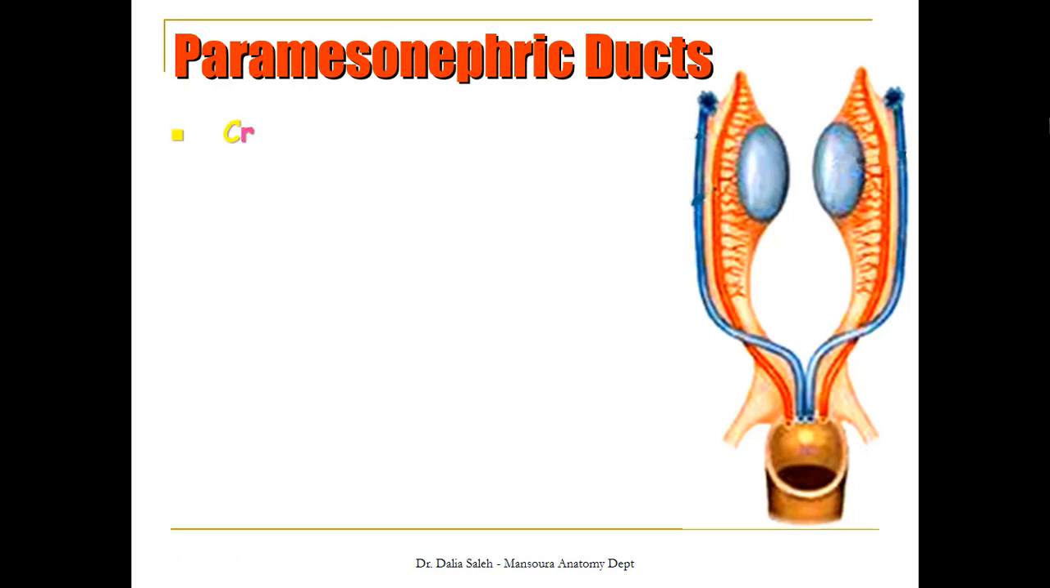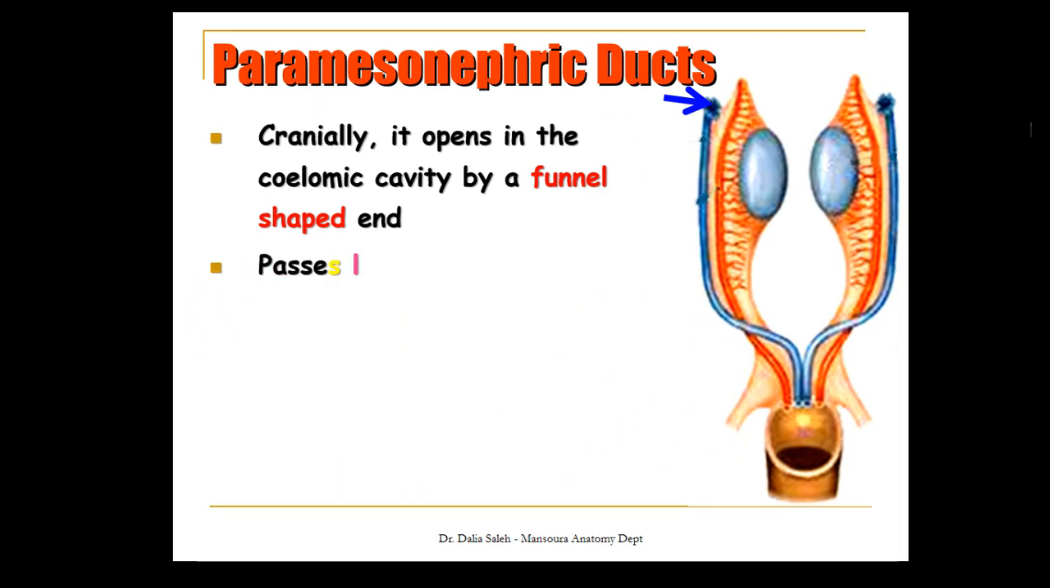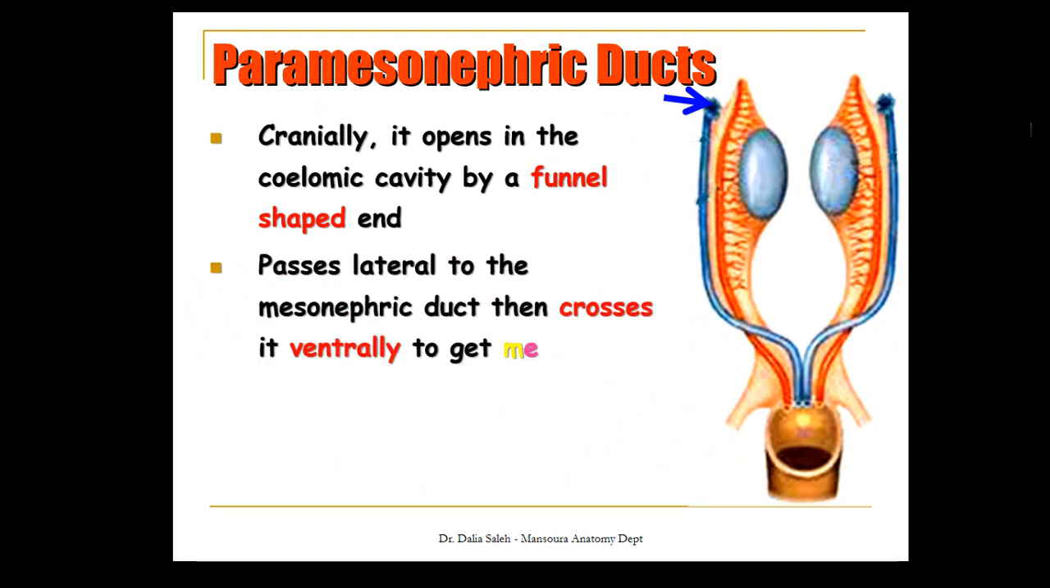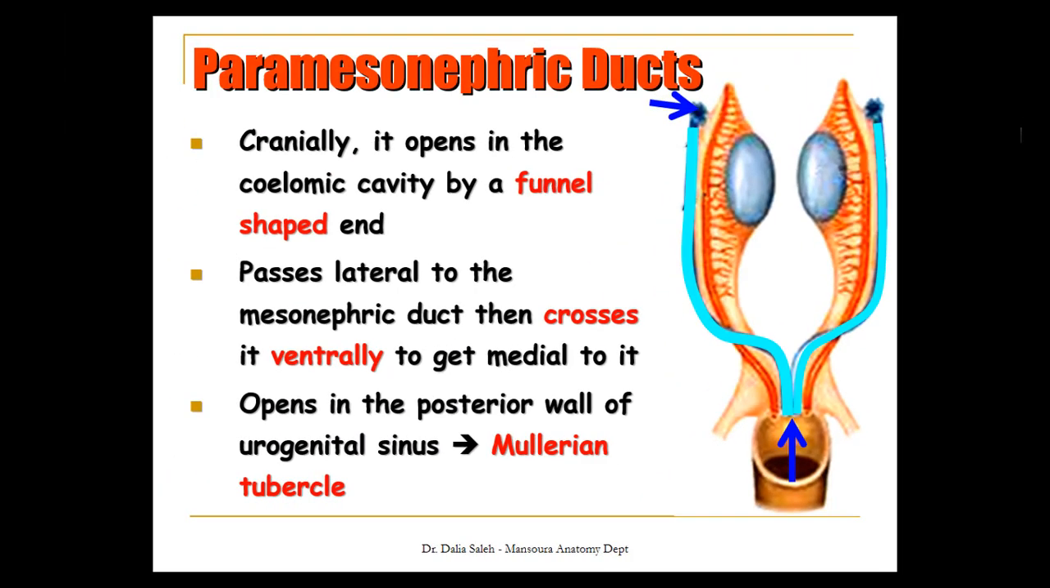What about the paramesonephric ducts? Cranially, it opens in the coelomic cavity by a funnel-shaped end, and then passes lateral to the mesonephric duct, then crosses it ventrally to get into its medial side. Eventually, they open in the posterior wall of the urogenital sinus in a projection or a tubercle called the Mullerian tubercle.